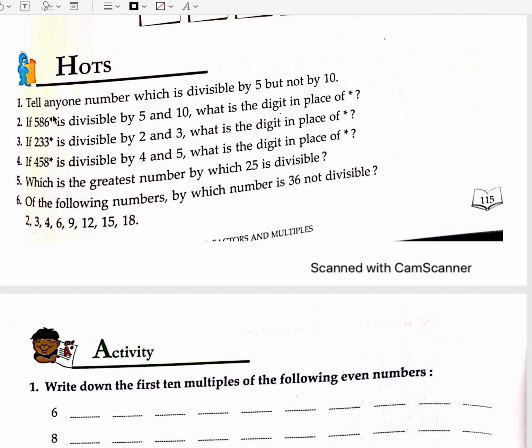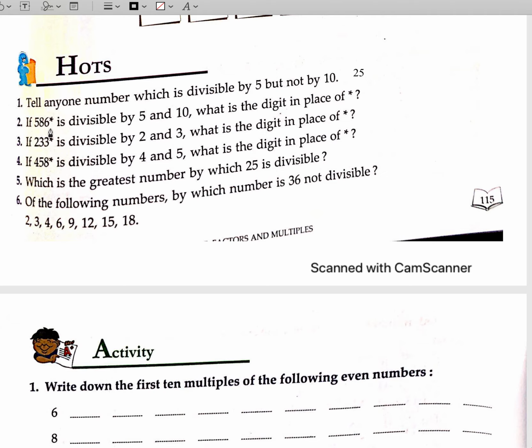So here, these are some extra questions. Tell any number which is divisible by 5 but not divisible by 10. As we had learned in the divisibility test, the numbers which are divisible by 5 have either the digit 5 or 0, and those divisible by 10 have only the digit 0. So we can write 25, which is divisible by 5 but not 10.